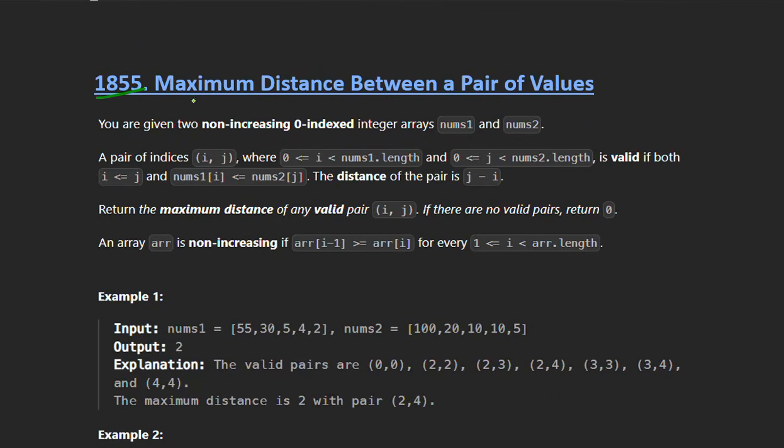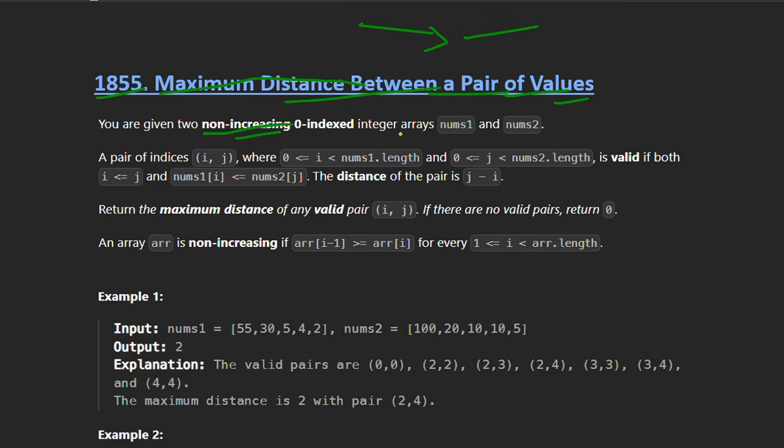Our today's LeetCode question is 1855, maximum distance between a pair of values. In this question we are given two non-increasing arrays. Non-increasing means they should be either decreasing or constant, right?